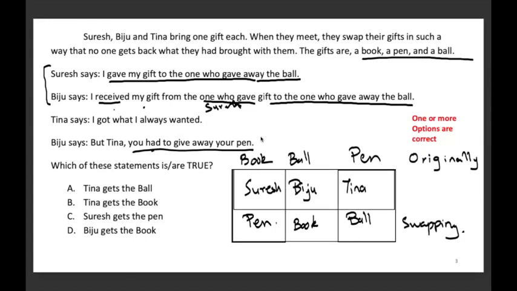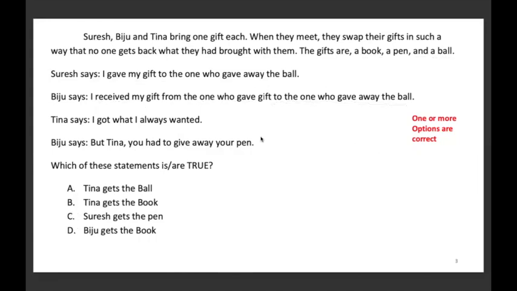Now we'll go through the statements. Tina gets the ball. This is true. Tina gets the book is wrong. Suresh gets the pen. Yes, Suresh gets the pen and Biju gets the book. This is also true. So all the conditions A, C, and D are correct here. Okay. We'll move to the next one.